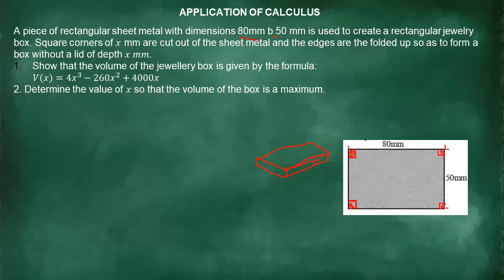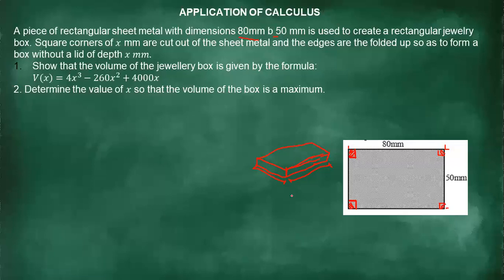The same applies with this width. Is it no longer 50 millimeters? Because now we are going to be folding all those edges so that we can form a box. Then we'll have a new length and a new width. From here up to there is going to be the new length, and from there up to this point is the new width. And then of course the height is going to be equal to x.